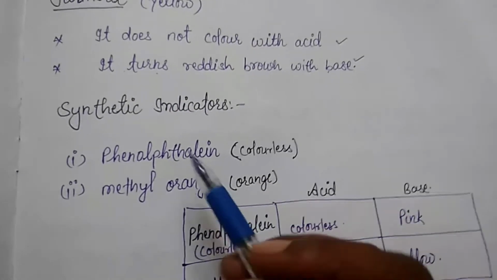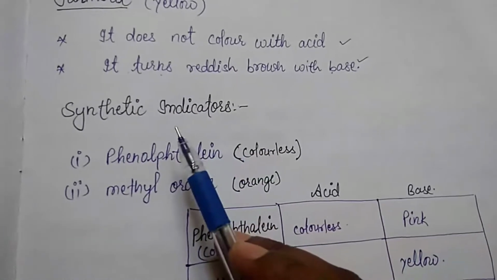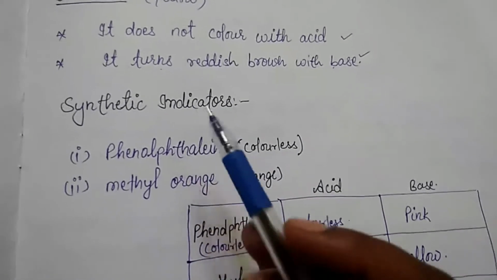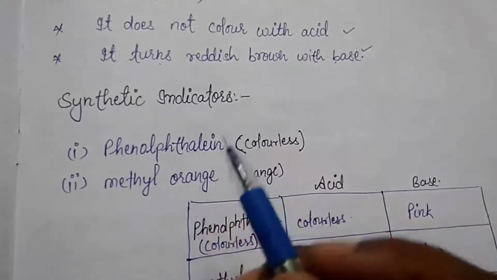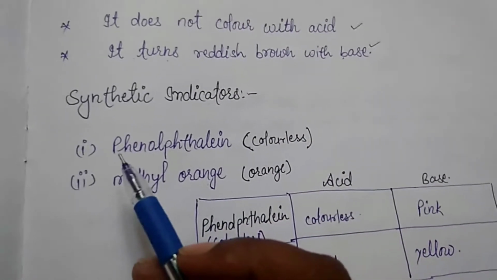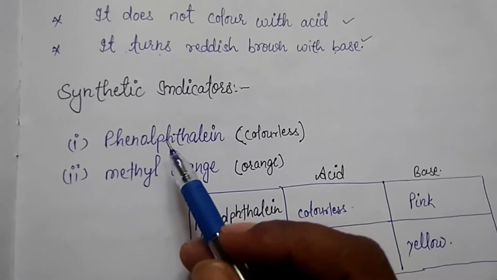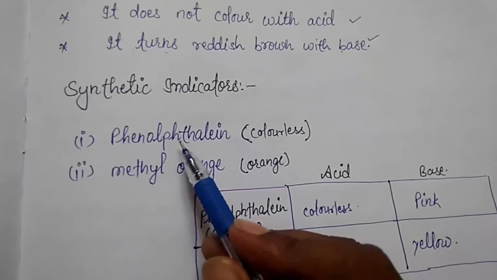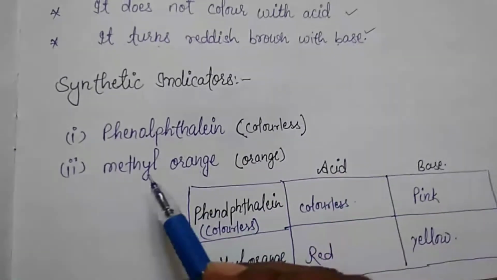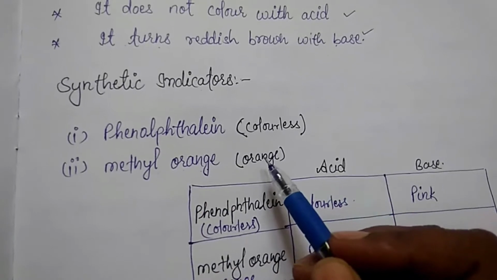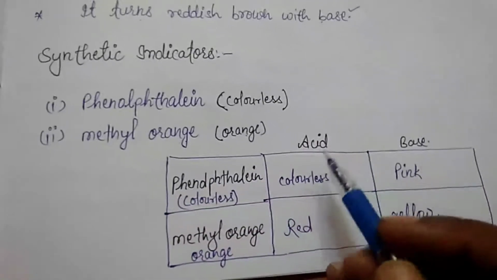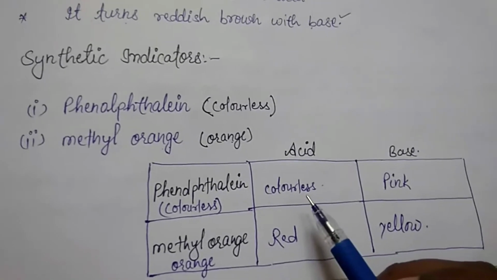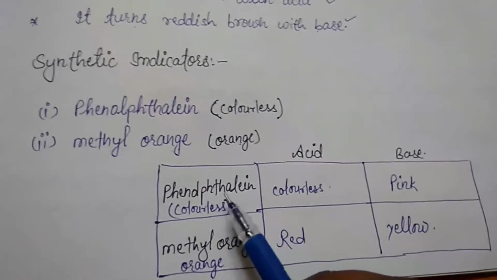Now we are going to study synthetic indicators. Children, synthetic means those indicators which are prepared in the laboratory, that is known as a synthetic indicator. There are two types of synthetic indicators. First, phenolphthalein, and second is methyl orange. Phenolphthalein is colorless and methyl orange is orange in color. See how they decide the acidic and basic solution by changing their colors.